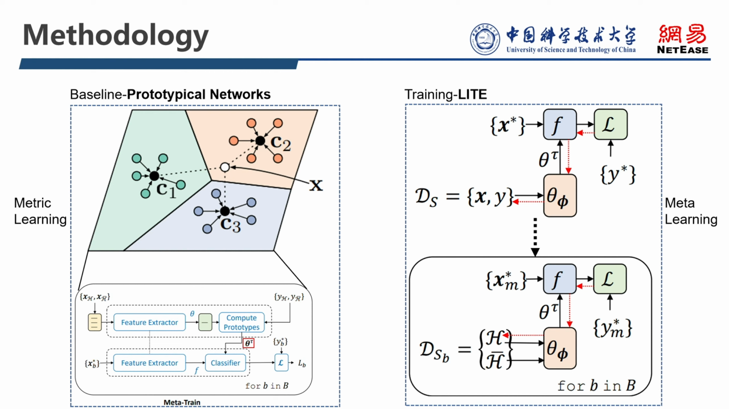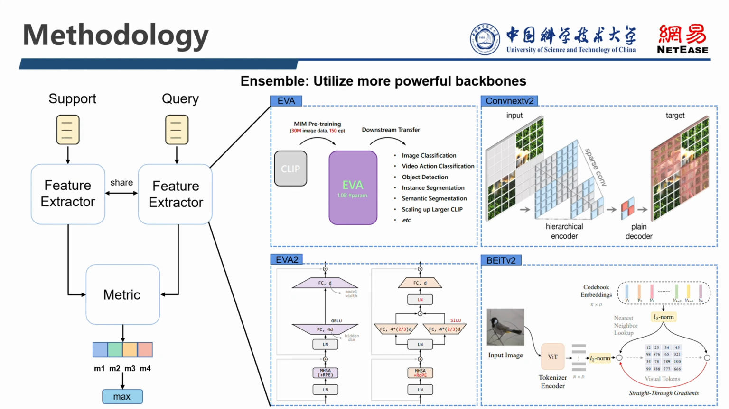For efficient memory, we adopt LITE to train prototypical networks. That means only partial support images have the backpropagation process. As illustrated in the right figure, the red dashed line shows the backpropagation.